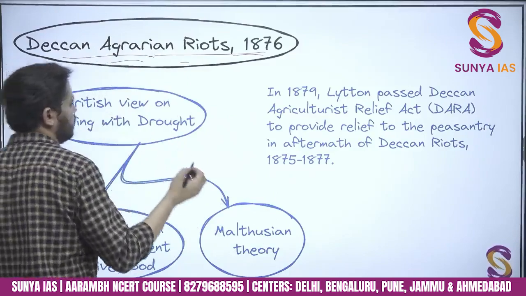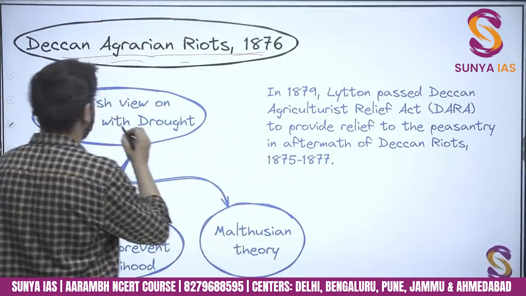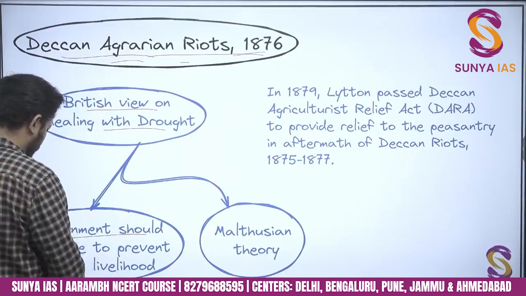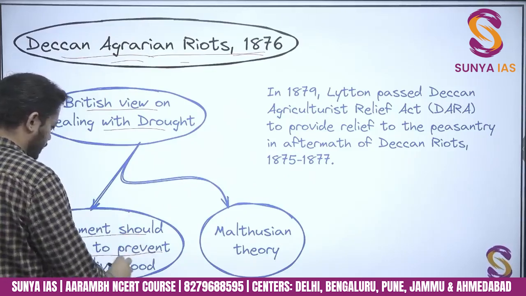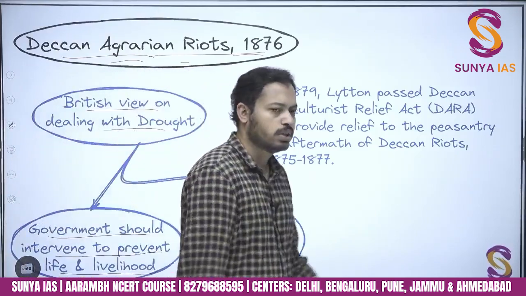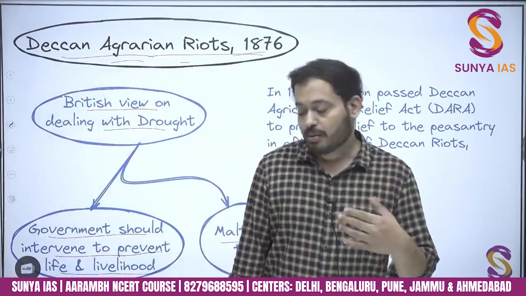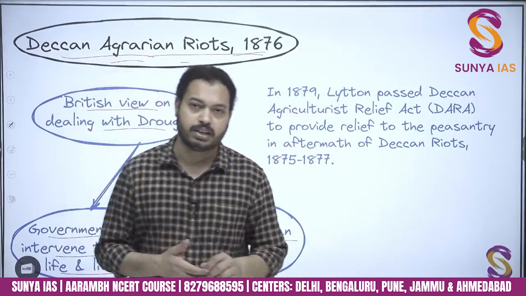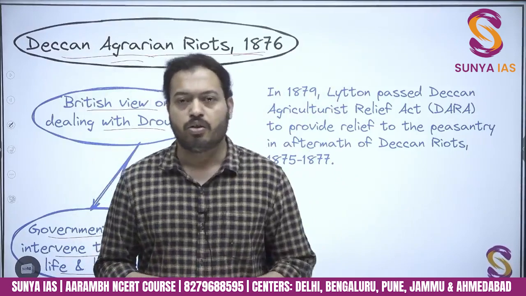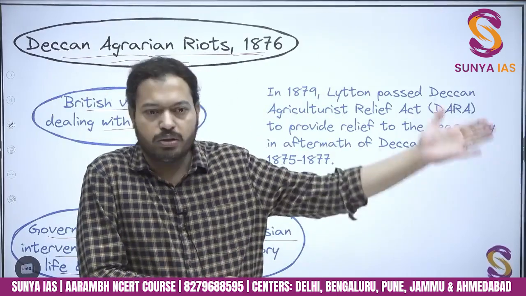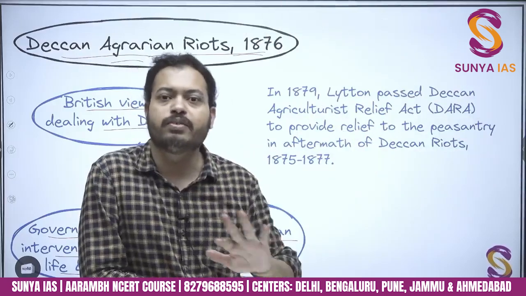British view. British views on dealing with the riots and drought were basically that government should intervene to protect life and livelihood, and the other was the Malthusian theory. So yeah, this one more thing I missed. Some students ask me, sir, why were the Britishers not doing anything in 1875, 1876? Why was the government not telling people not to take loans, that the market will change? Because it never happens.